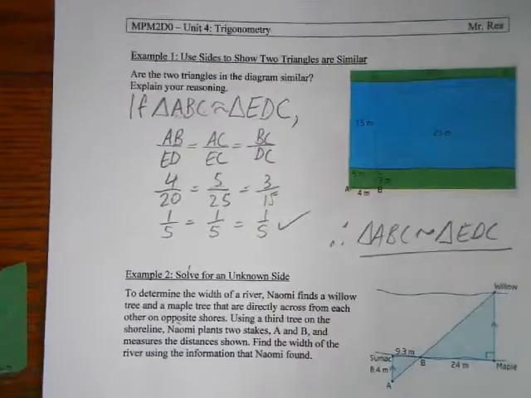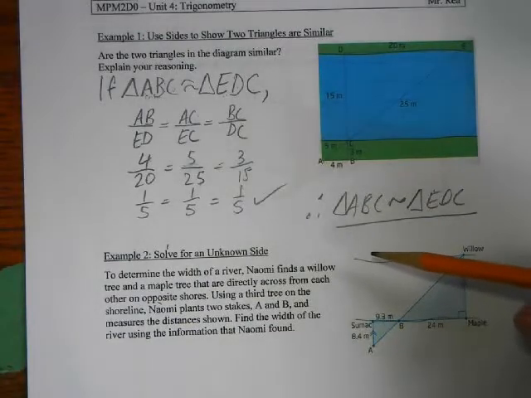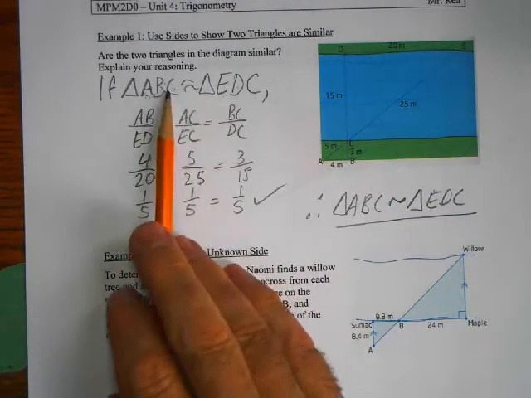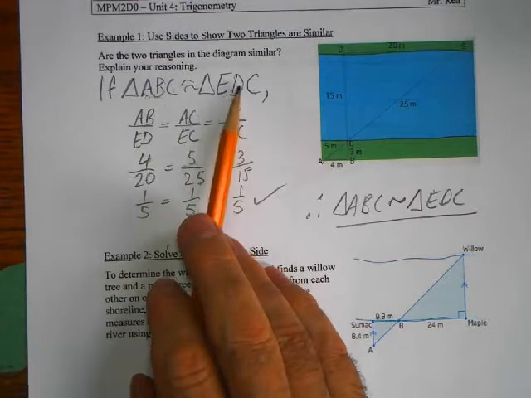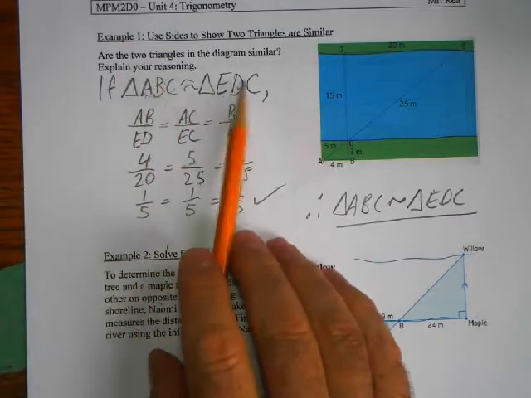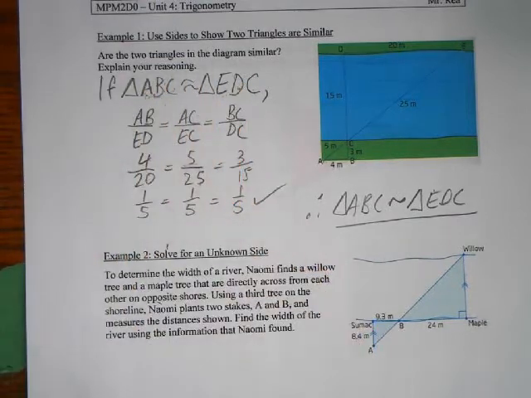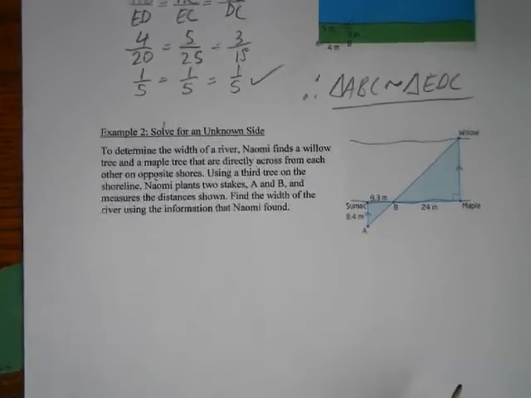So that's how you use the side lengths to see if two triangles are similar. And it's very important to make sure you define your triangles in the right order. You can't just arbitrarily choose the order of the letters. You can for the first one, but the second one has to line up with the first one. The next question, example 2.